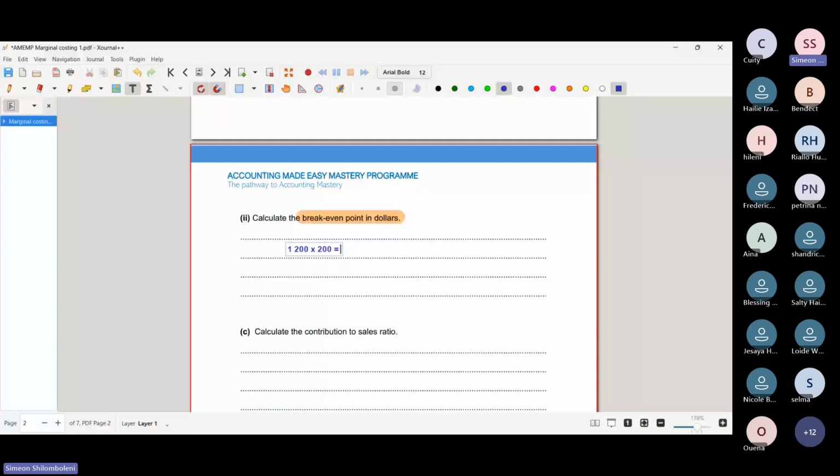200, is it 240,000? Or maybe millions. This looks like millions. Yes, 240,000. Good, in dollars. So that's the break-even point in dollar.